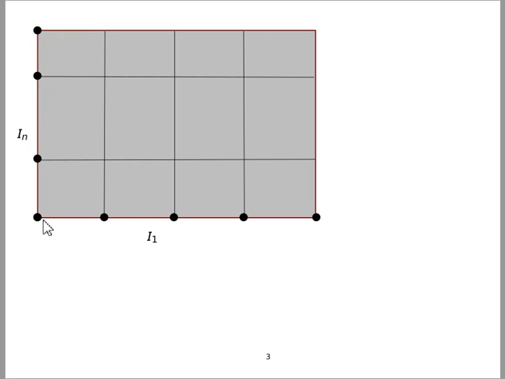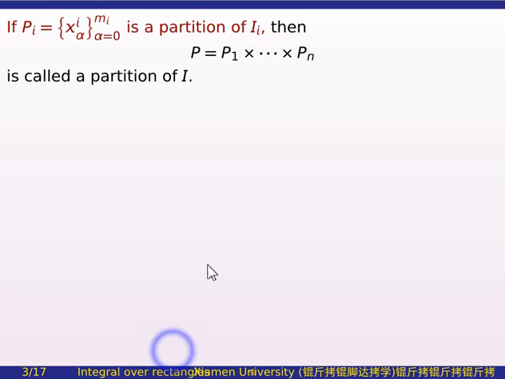P1 is the partition of I1, the five horizontal points, and Pn is the vertical, four points. Therefore, P1 times P2 times up to Pn, in the picture I just showed you, altogether has 20 points.